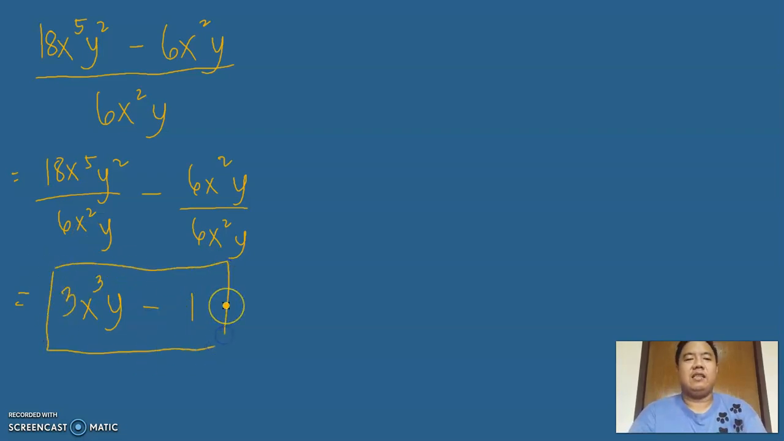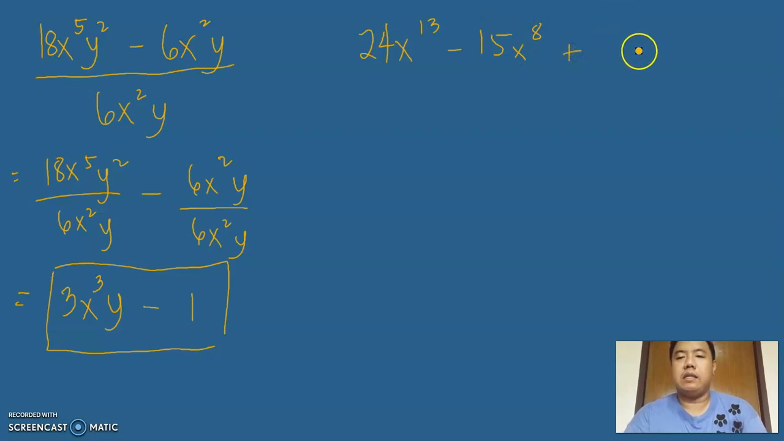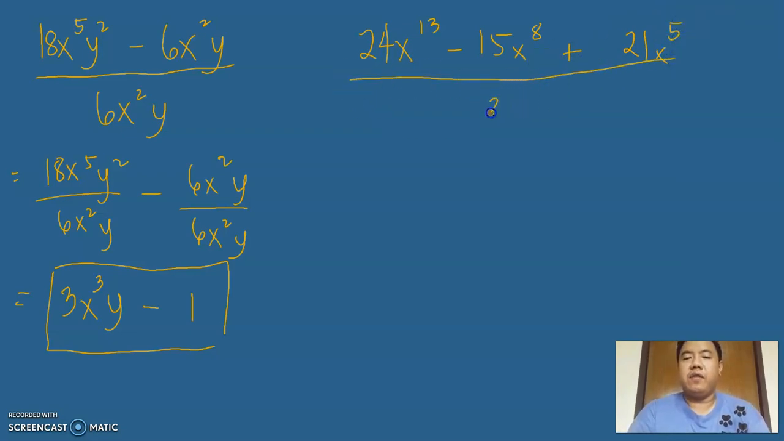Yan. Sige nga, I want you to try to answer this. If we have here 24x raised to 13 minus 15x raised to 8 plus 21x raised to 5 divided by 3x raised to 3. I wanted to try to answer this one. So pause this video and then, so what will be the answer?